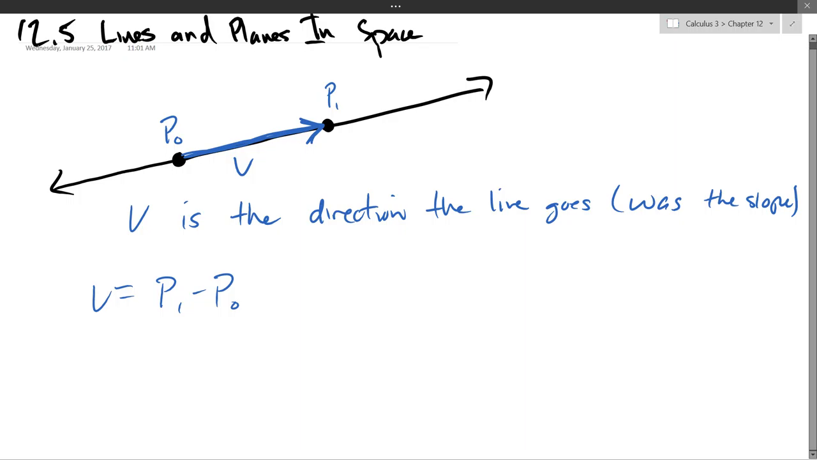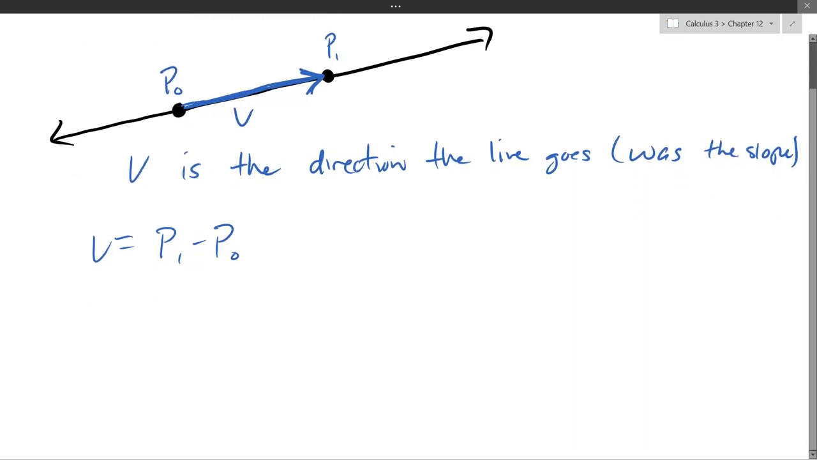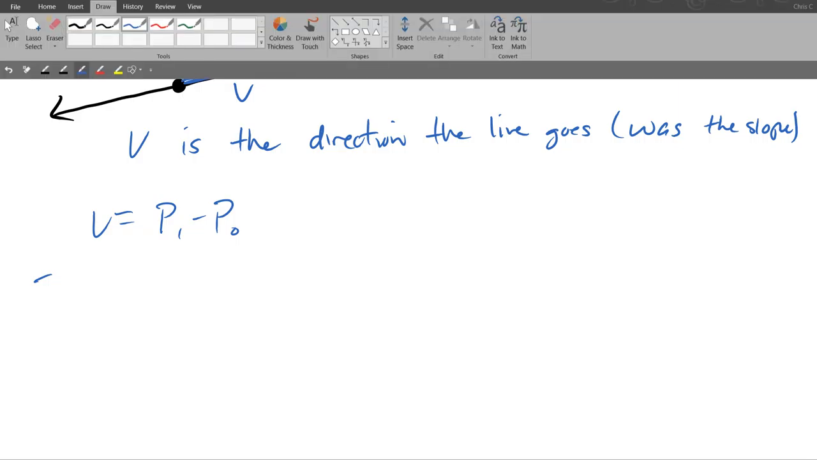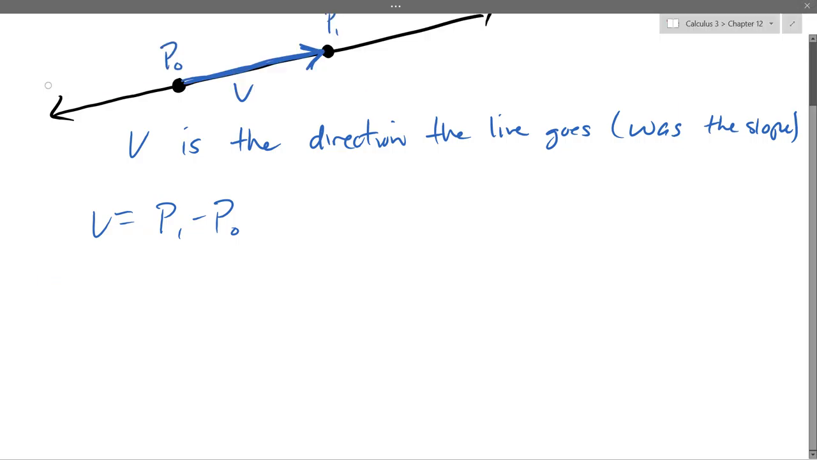And if I call the other point P1, so I got V equals end minus start. Now, it doesn't matter which way my vector V points. It could point the other direction if I subtracted the points in the other order. So v could go one direction, or it could go the exact opposite direction. And you could still be talking about the same line. So either way, if you turn it around, same line. So we saw how to get v.